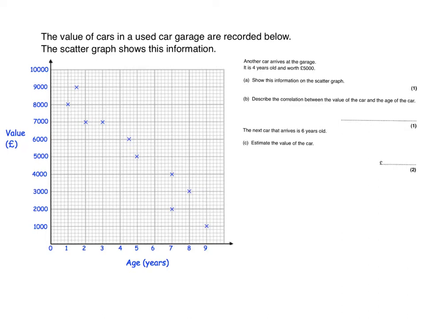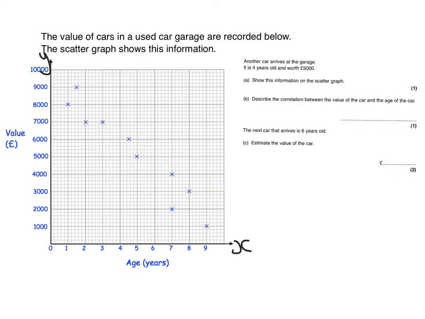In this video we're going to be looking at scatter graphs, and we're going to go from grade 4 right upwards. So starting off is the kind of classic scatter graph question you might see and you're more familiar with. So you've got the value of cars in a used car garage are recorded below, and the scatter graph shows this information. So the value is on the y-axis and the age in years is on the x-axis.